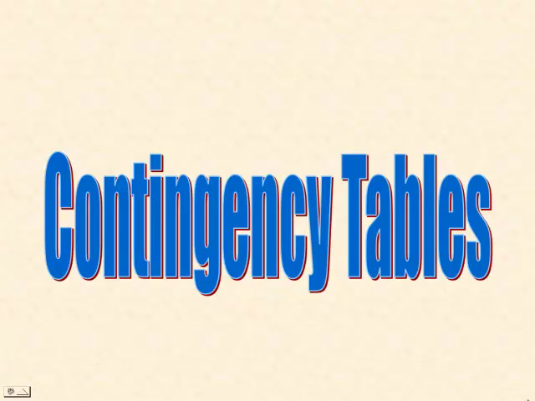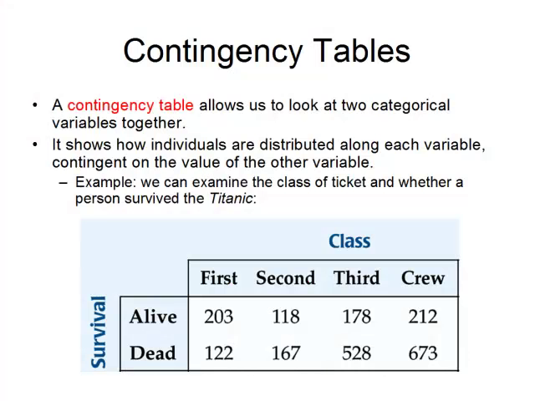Today we're going to talk about contingency tables. A contingency table allows us to look at two categorical variables together. It shows how individuals are distributed along each variable contingent on the value of the other variable. Example, we can examine the class of ticket and whether a person survived the Titanic.